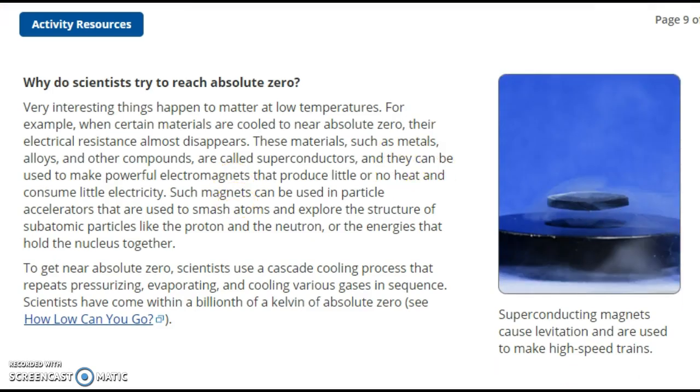Why do scientists try to reach absolute zero? Okay, because really it could be kind of dangerous if time actually stopped, right? Well, there's a reason they want to get things super cold. Very interesting things happen to matter at low temperatures. For example, when certain materials are cooled to near absolute zero, their electrical resistance almost disappears. These materials, such as metals, alloys, and other compounds, are called superconductors, and they can be used to make powerful electromagnets that produce little or no heat and consume little electricity.